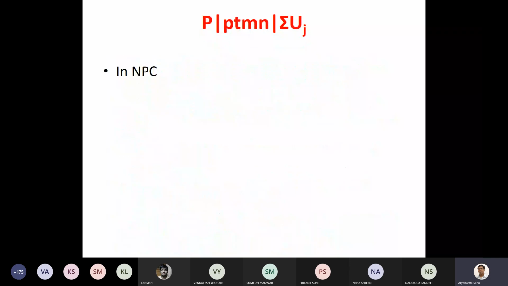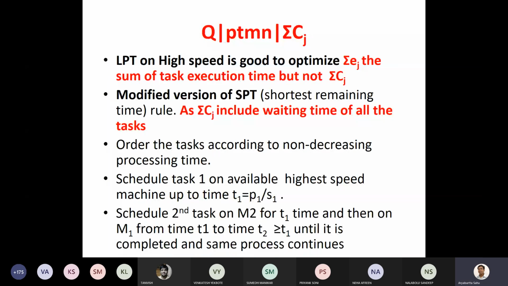Now move towards another problem. That is Q|pmtn|ΣCj. What is the problem? Can someone say what the problem is? Q, pmtn, and summation of Cj. What is the problem statement? Hello? Uniform processors, preemption is allowed, and we have to minimize the sum of completion times. If suppose all the tasks arrived at time 0, it is the same as minimizing average waiting time.